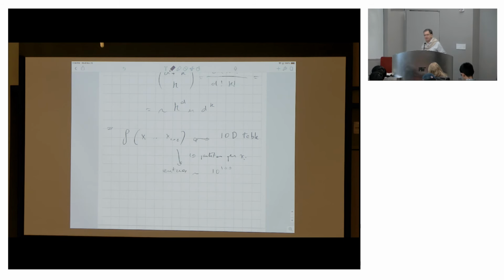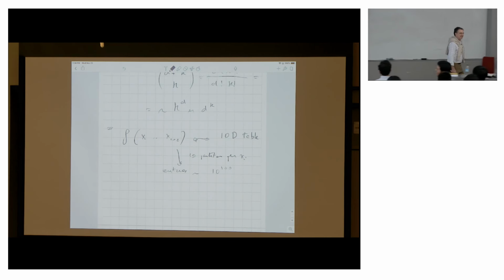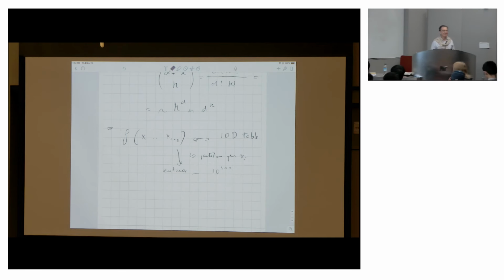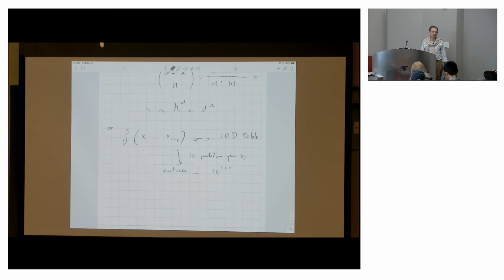I forgot how many protons in the universe, but I think it's less than 10 to the 100. I may be wrong. It's 10 to the 80. Sorry? Well, 10 to the 80. Yeah, exactly. So it's less than 10 to the 100. That's the number of protons in the universe. Thank you. Okay.